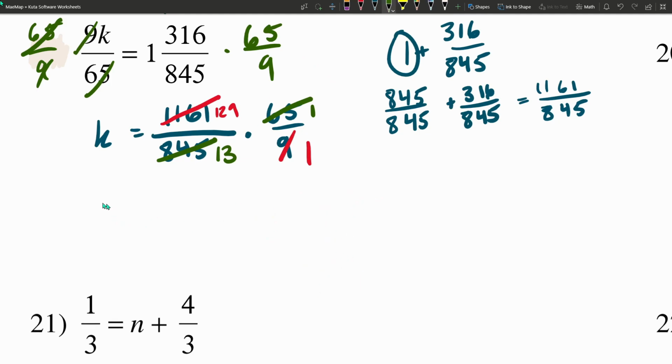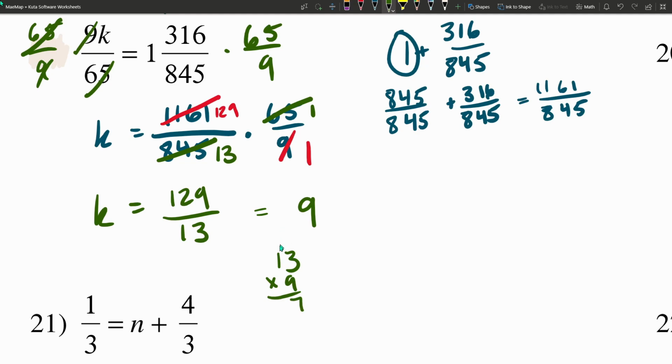We have that k is equal to 129 all over 13. Now it would be nice if we could stop here, but unfortunately we need to write this as a mixed number. So how many times does 13 go into 129? Well, not quite 10, because 10 would be 130, so I know that it's 9 and a little bit. So 13 times 9, 3 times 9 is 27, 1 times 9 is 9, plus 2 is 11, so 129 minus 117 is going to be 12. So this is 9 and 12 thirteenths.